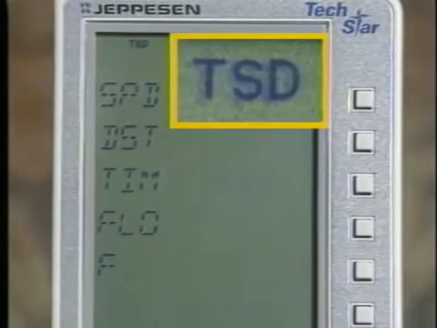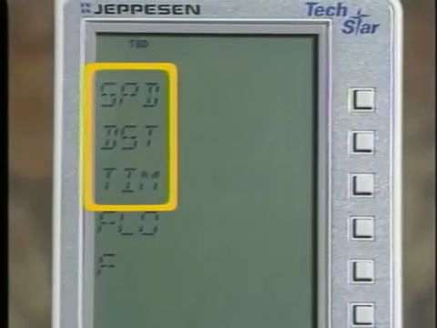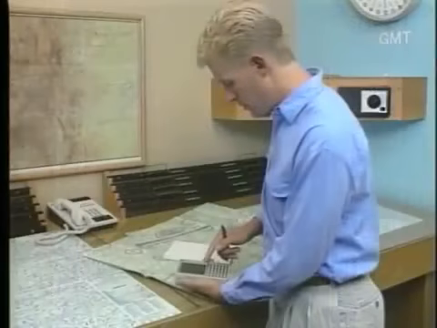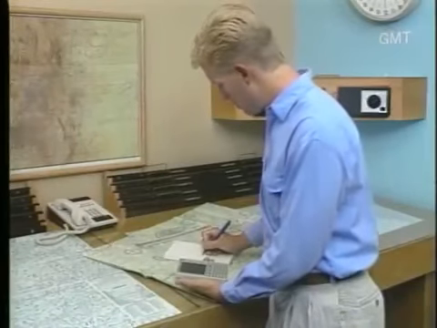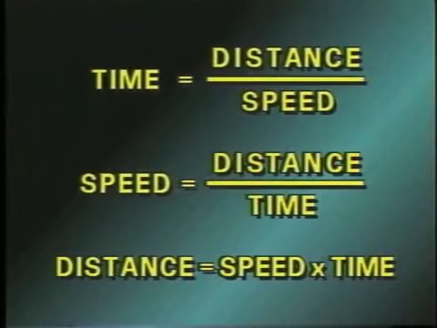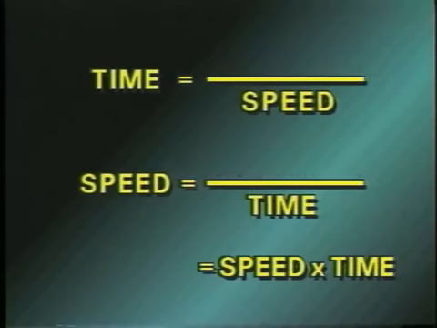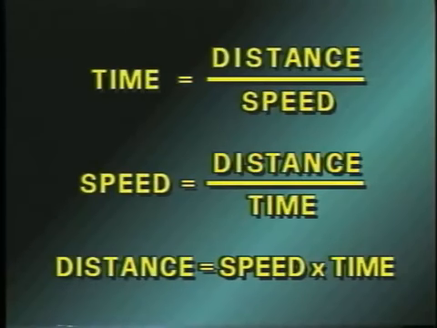Once you're in a mode, the Techstar computer indicates which mode you're in and displays the variables you'll need to solve a problem. Notice that on this menu, the variables needed to solve a fuel problem are also displayed. Most of the calculations done on the computer are ratios or fractions. For example, when calculating time, speed, or distance, there are three variables: elapsed time, speed, which is usually ground speed, and distance. If you know any two of the variables, you can quickly solve for the third.